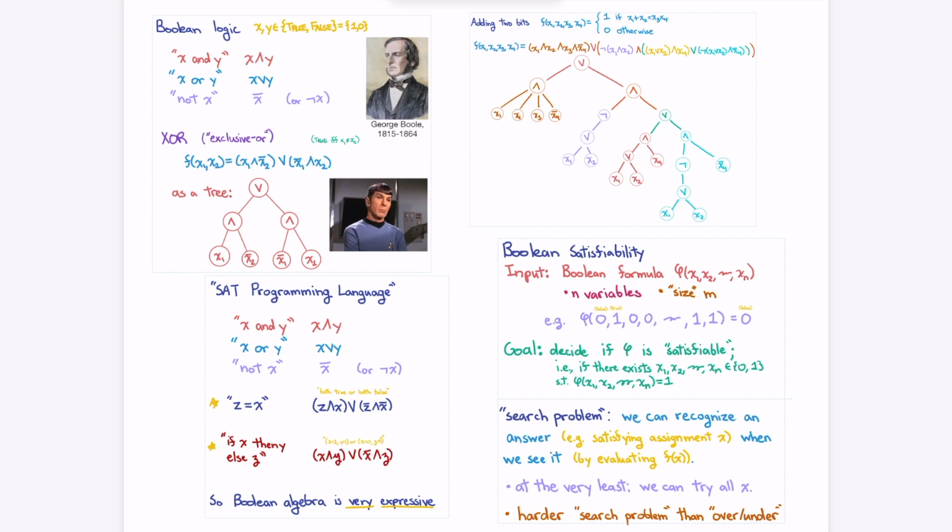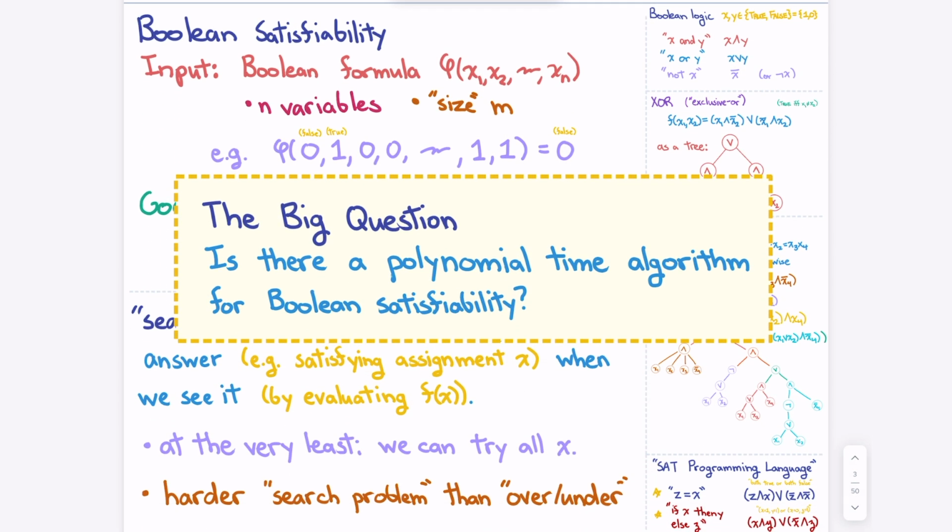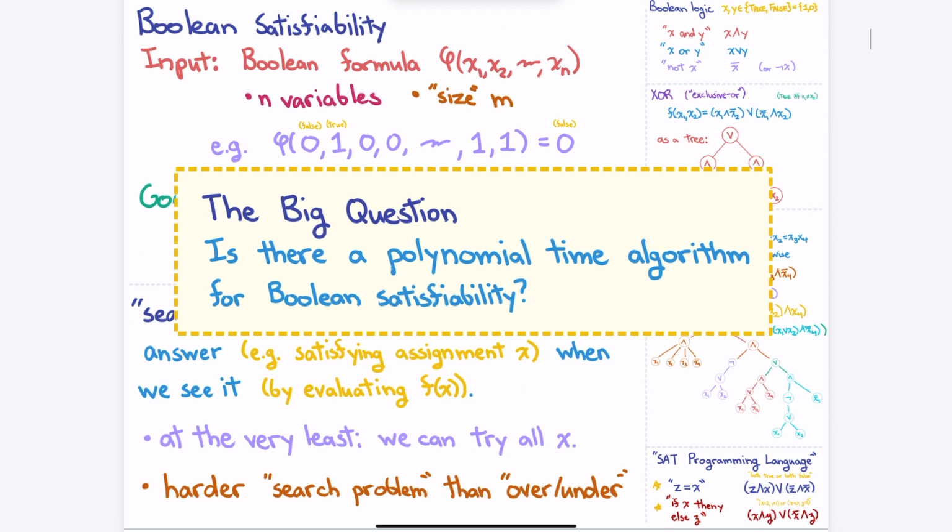Okay. And yeah, so Boolean algebra is very expressive. And in fact, that big question is, can we get an algorithm for this? That would be great, because then I can just ask it questions and it would answer correctly. It's actually kind of similar to ChatGPT, except it wouldn't hallucinate.